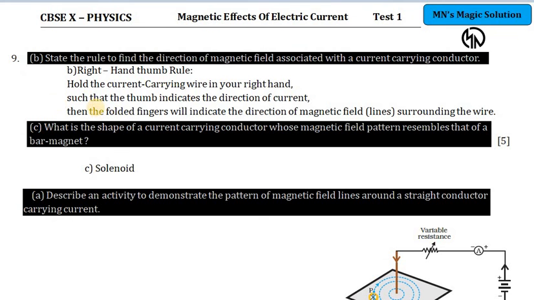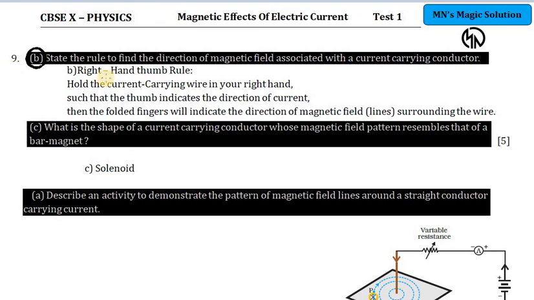Question number 9. State the rule to find the direction of magnetic field associated with the current carrying conductor. See, question number 9 la second subdivision B என்னன்றத பார்க்கிறோம். B and C பார்த்துட்டு ஃபைனலா A பார்க்கலாம் because A is an activity. So B பார்த்தீங்கன்னா they are asking you to state the rule. Okay, it's not just name the rule, state the rule னு கொடுத்திருக்காங்க. Magnetic field associated with current carrying conductor.